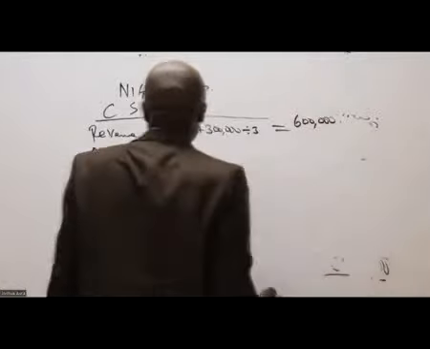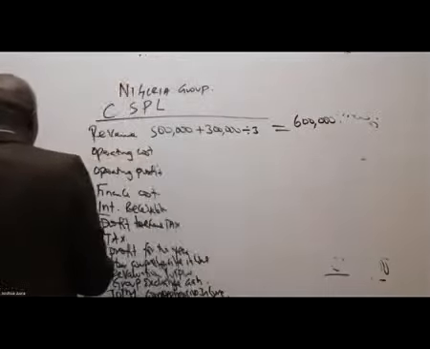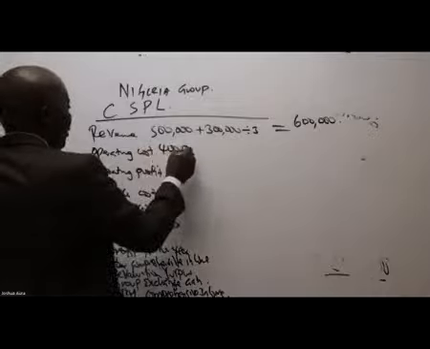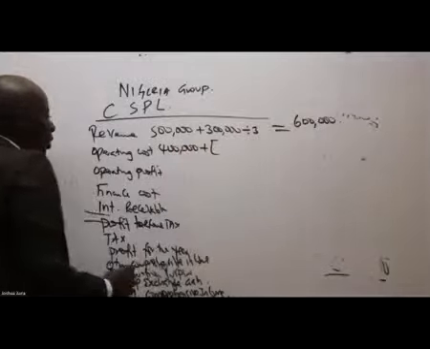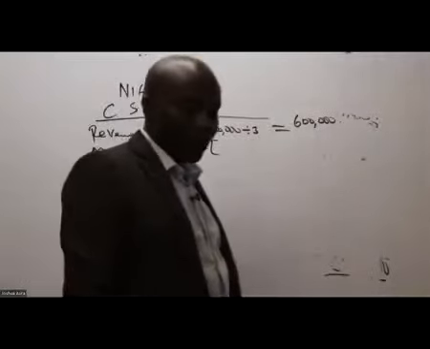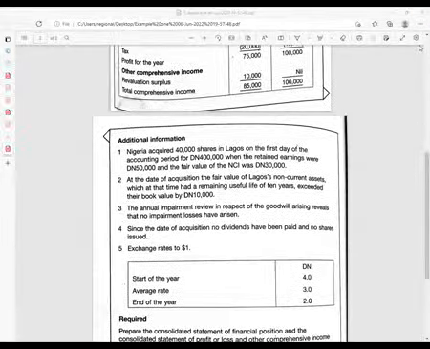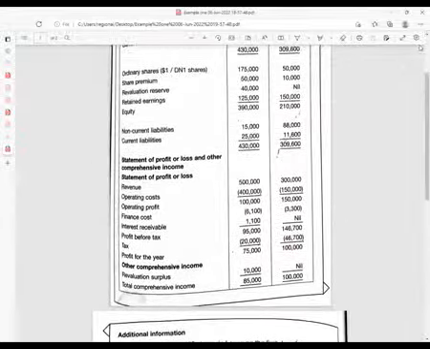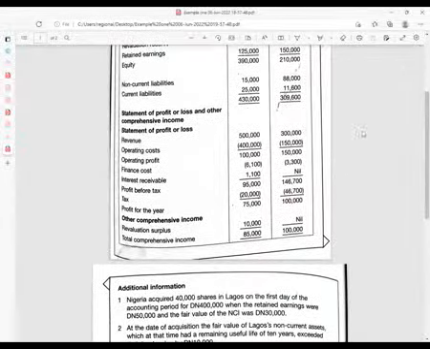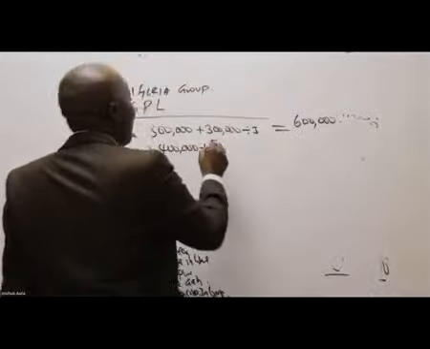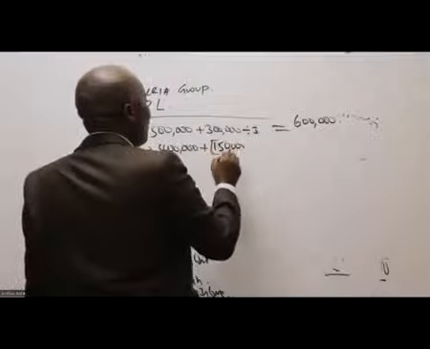600,000. And then we have, ladies and gentlemen, operating cost. Operating cost, I will take 400,000 plus operating cost of the subsidiary. They have given you here, the operating cost of the subsidiary, you can see it's 150,000 DNs.